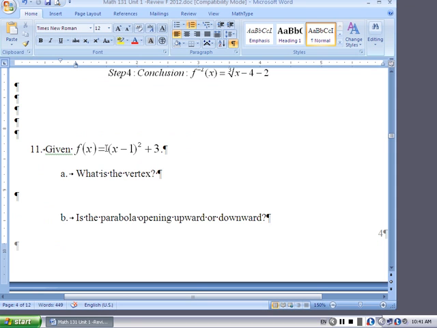The answer for A is 1, 3. Okay? Because when x equals 1, it is a minimum. Because that is 0. And you only have value 3. Okay. It's open upward.